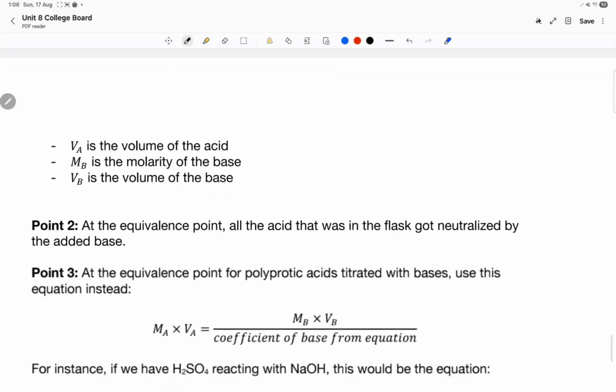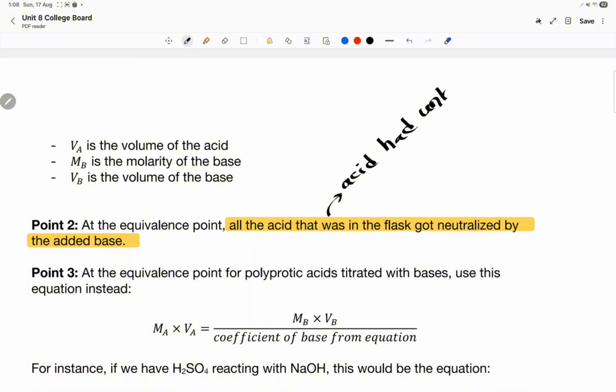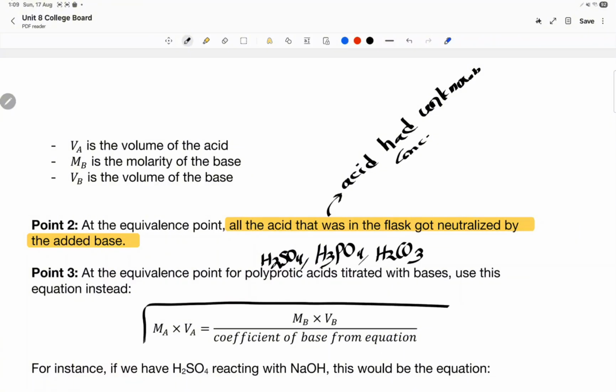I'll show you. So at the equivalence point, all the acid that was in the flask got neutralized by the base. Okay? All the acid that was in the flask. Okay, so the acid had unknown concentration. That's why it was in the flask originally. But if you're dealing with a polyprotic acid, so something like H2SO4 or H3PO4 or H2CO3, you're dealing with this equation essentially.